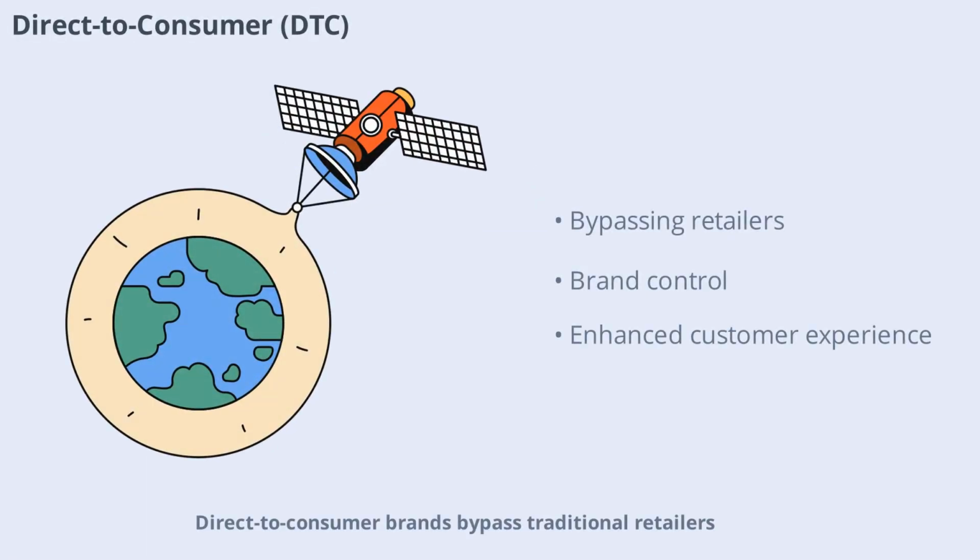Direct-to-consumer brands bypass traditional retailers and sell straight to customers online. This model gives companies more control over branding, pricing, and customer experience. DTC brands like Warby Parker and Glossier have built loyal followings by offering unique products and seamless digital experiences.